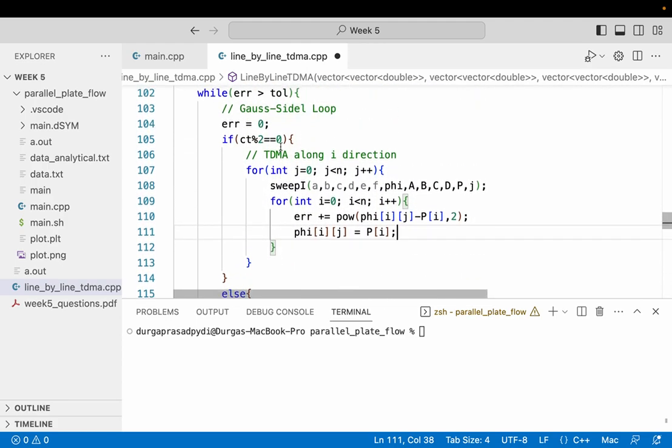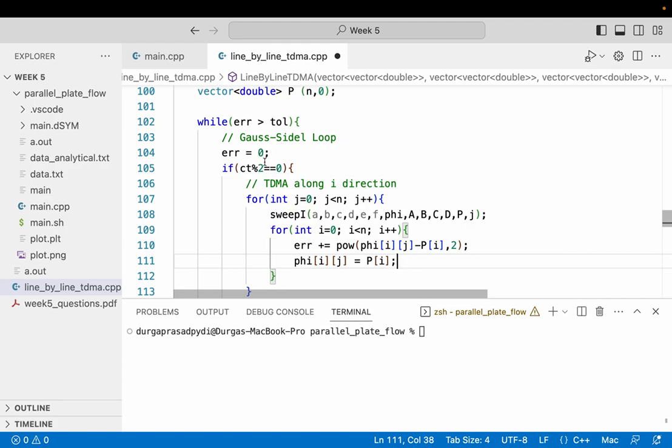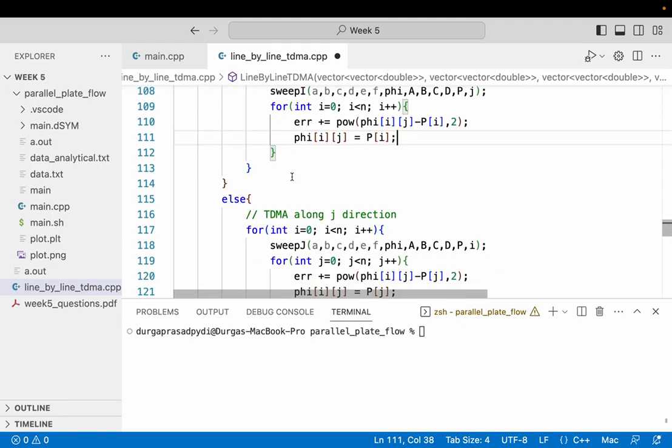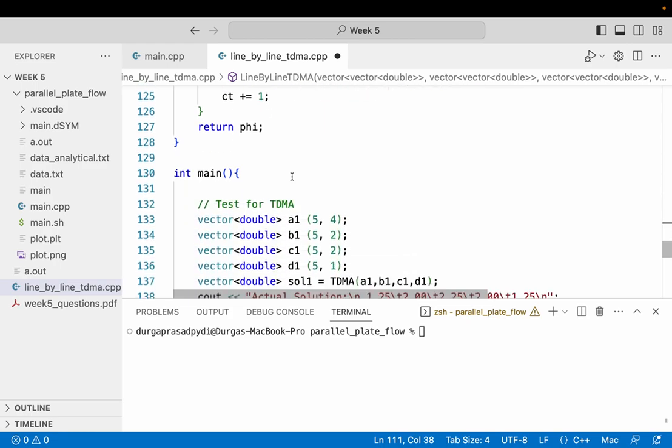So in this particular case, I've just taken both x and y directions for sweeping. For one iteration, I'll take the x direction, and for the other, like for all even, I'll take the y direction, and for all odd, I'll take the x direction, or something like that. But it's up to you. I just wrote it for demonstration purposes.